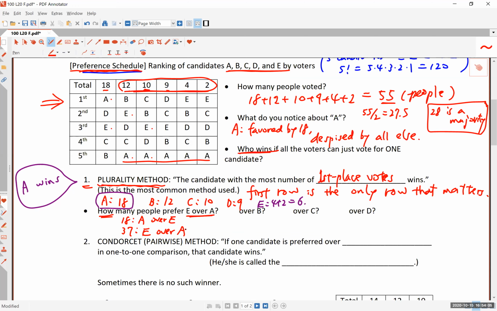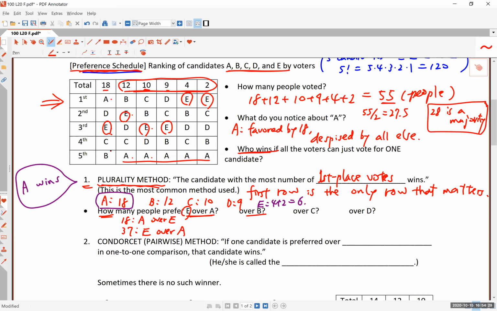Did you get that? All right, how many people prefer E over B? So now the question is, we're looking at this candidate E. Let's circle every time you see E in this preference schedule. And so E is a pretty popular candidate after all, right? So how many of these people would prefer E over B?